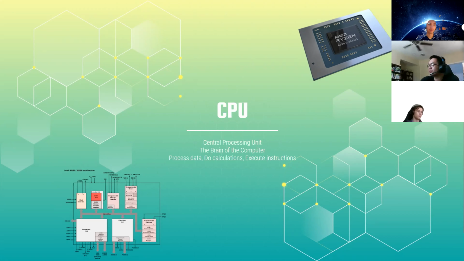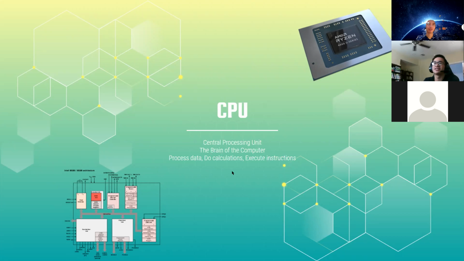Okay, let's get back to the CPUs. CPU stands for Central Processing Unit. You can call it the processor, and it's the main chip that runs your computer. The purpose of a CPU is to process data, do calculations, execute instructions, and tell the rest of the computer what to do based on stored programs and external inputs like keyboard presses or mouse clicks.